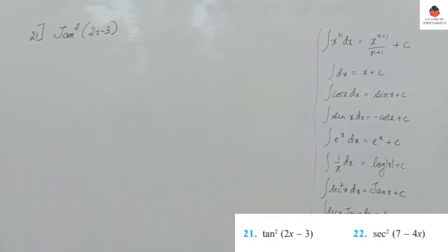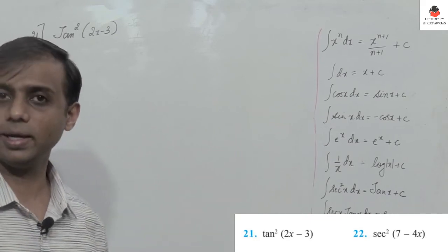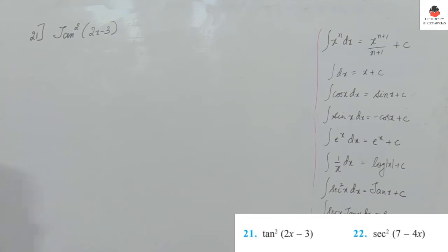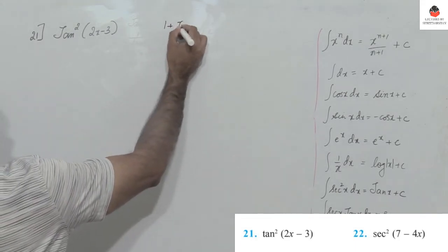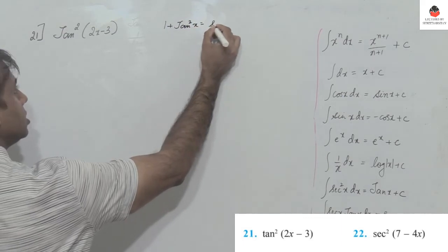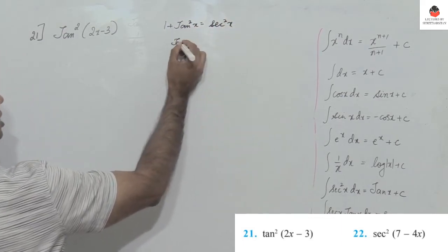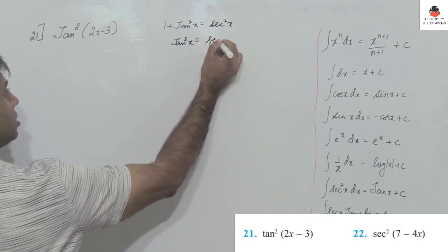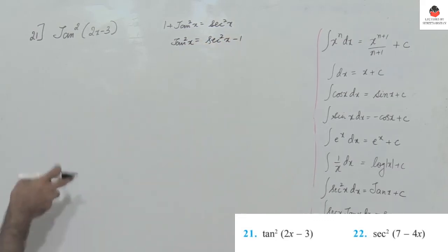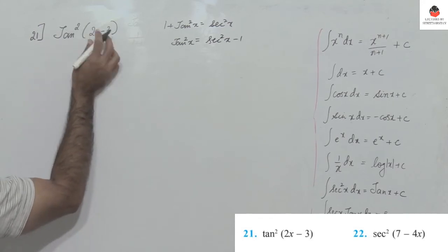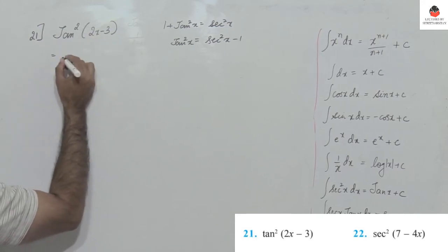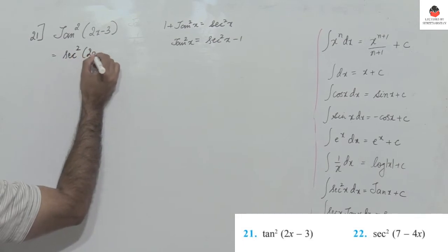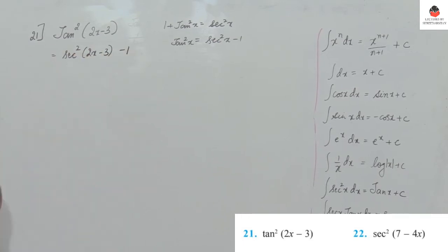So you have to integrate tan square 2x minus 3. So how do we do this? I do not know what is the integral of tan square x, but we know the integral of secant square x, and we know that 1 plus tan square x is secant square x. So tan squared x is secant squared x minus 1. So let me first write this in this format. So tan squared 2x minus 3 is secant square 2x minus 3 minus 1.